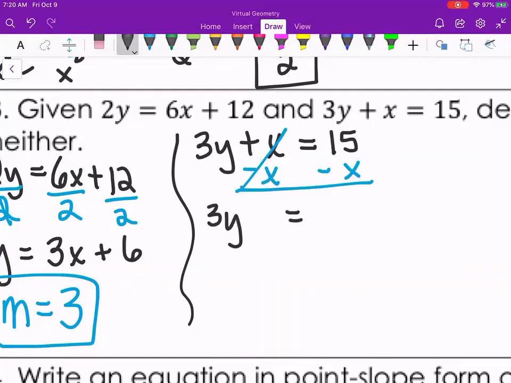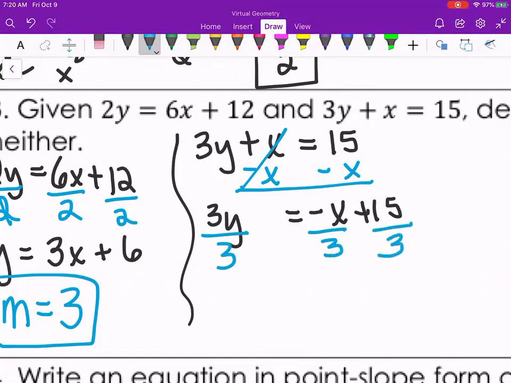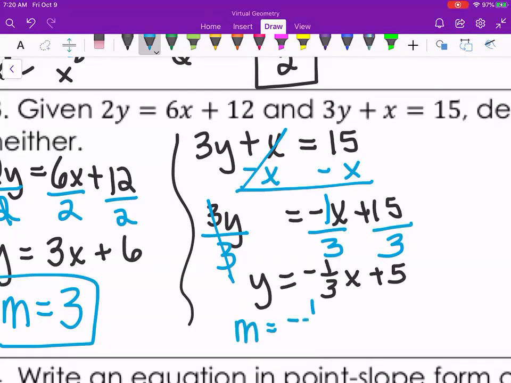So 3y is equal to a -x plus 15. Now we can do the same thing we did before and divide out that 3. Okay, so now I'm left with y equals, in front of that x is an understood 1. So technically we have -1x here. So a -1 over 3x. 15 divided by 3 is a +5. And so this time my slope is a -1 over 3.